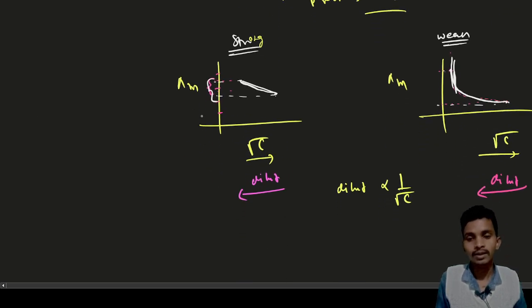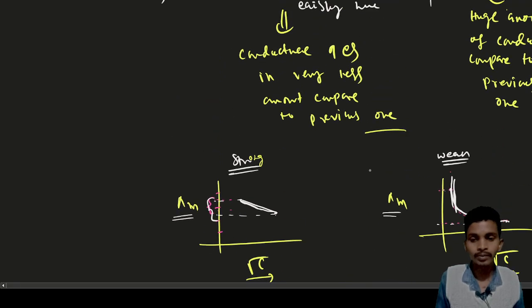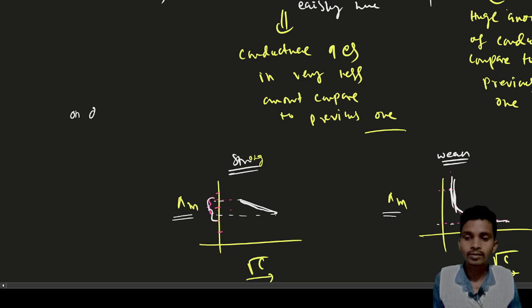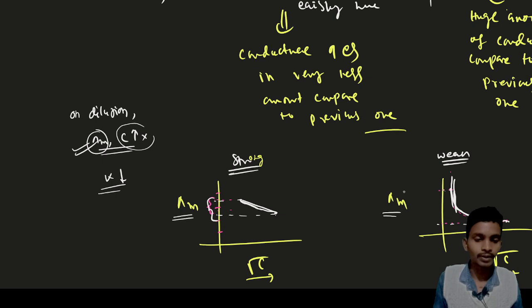And what I have also discussed is that we generally plot the lambda m value, the molar conductance, with concentration. On dilution, molar conductance increases. We generally study only molar conductance, not conductance, because conductance is not specific. And kappa decreases on dilution. So generally we study only this graph, and this graph looks like this.